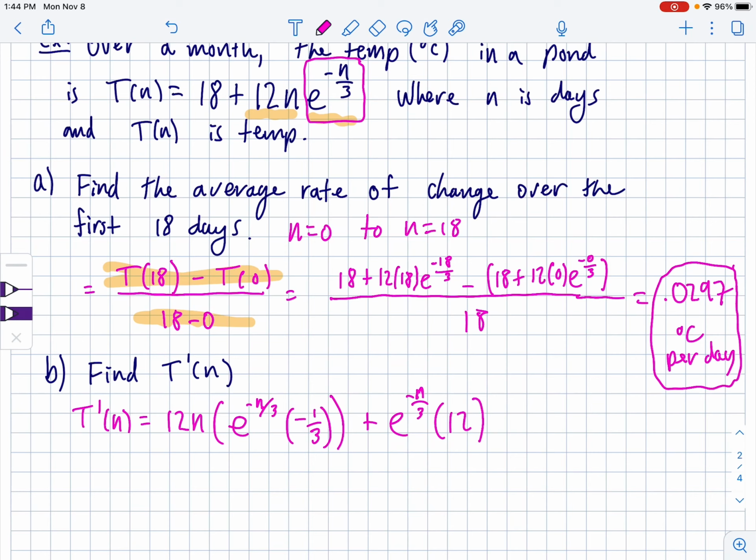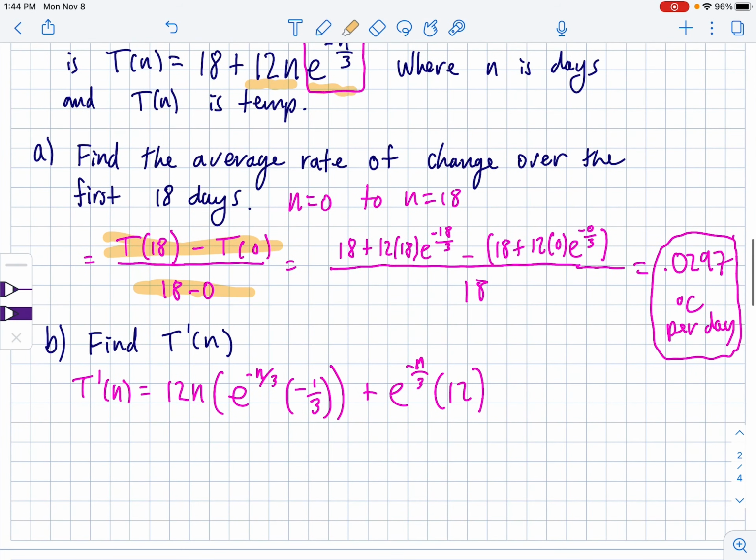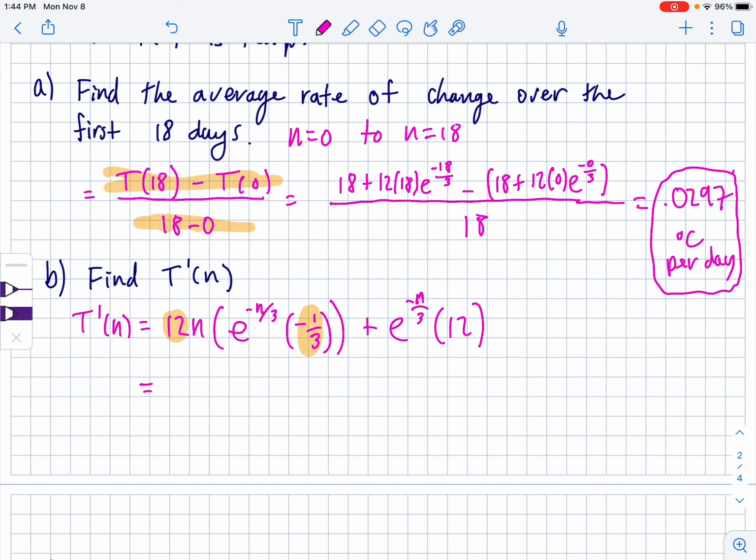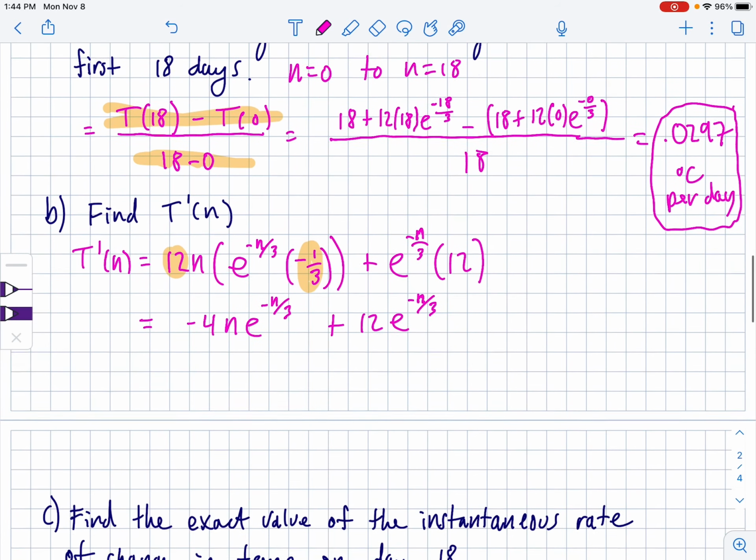Now, can we clean this up? One thing I'm noticing is that negative 1/3 times 12 is going to give us a negative 4. Should we pop things into the denominator? No, so let's just leave it like that. This will be negative 4n e to the negative n over 3, and then the back half you really can't change too much. So that's the derivative.